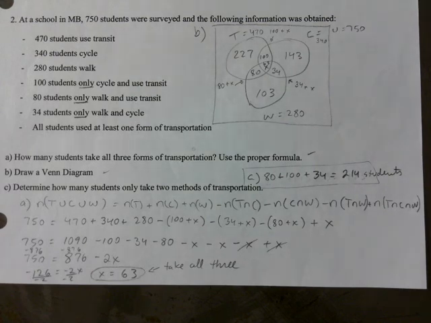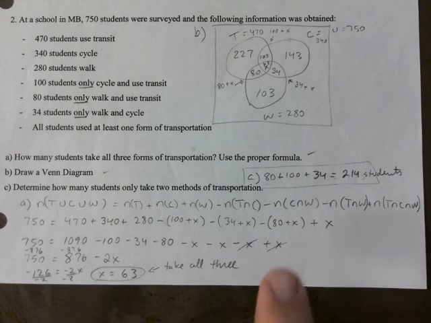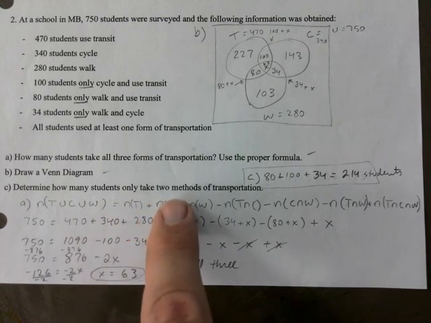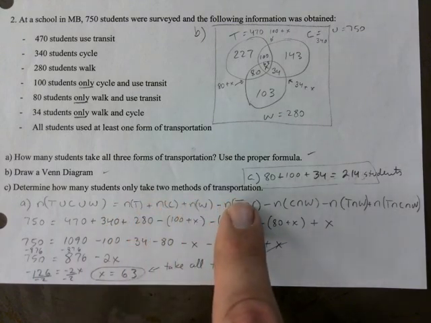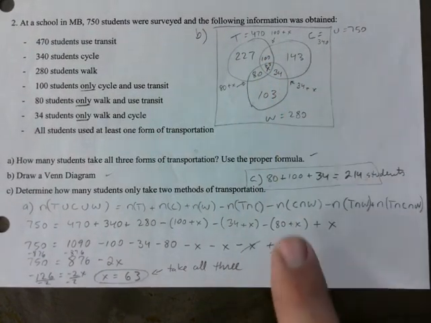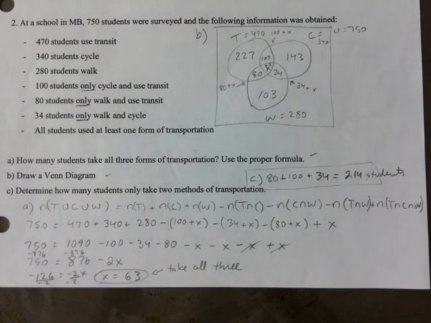In fact, anywhere on that page, if I see something that belongs to that question, I will usually be like, okay, there's the work for this answer here. Maybe just use arrows, highlighters. You be creative. And then it's asking, determine how many students only take 2 methods of transportation. So then we're asking for the 80, the 100, and the 34, right? Like those 3. So that's 214 students.